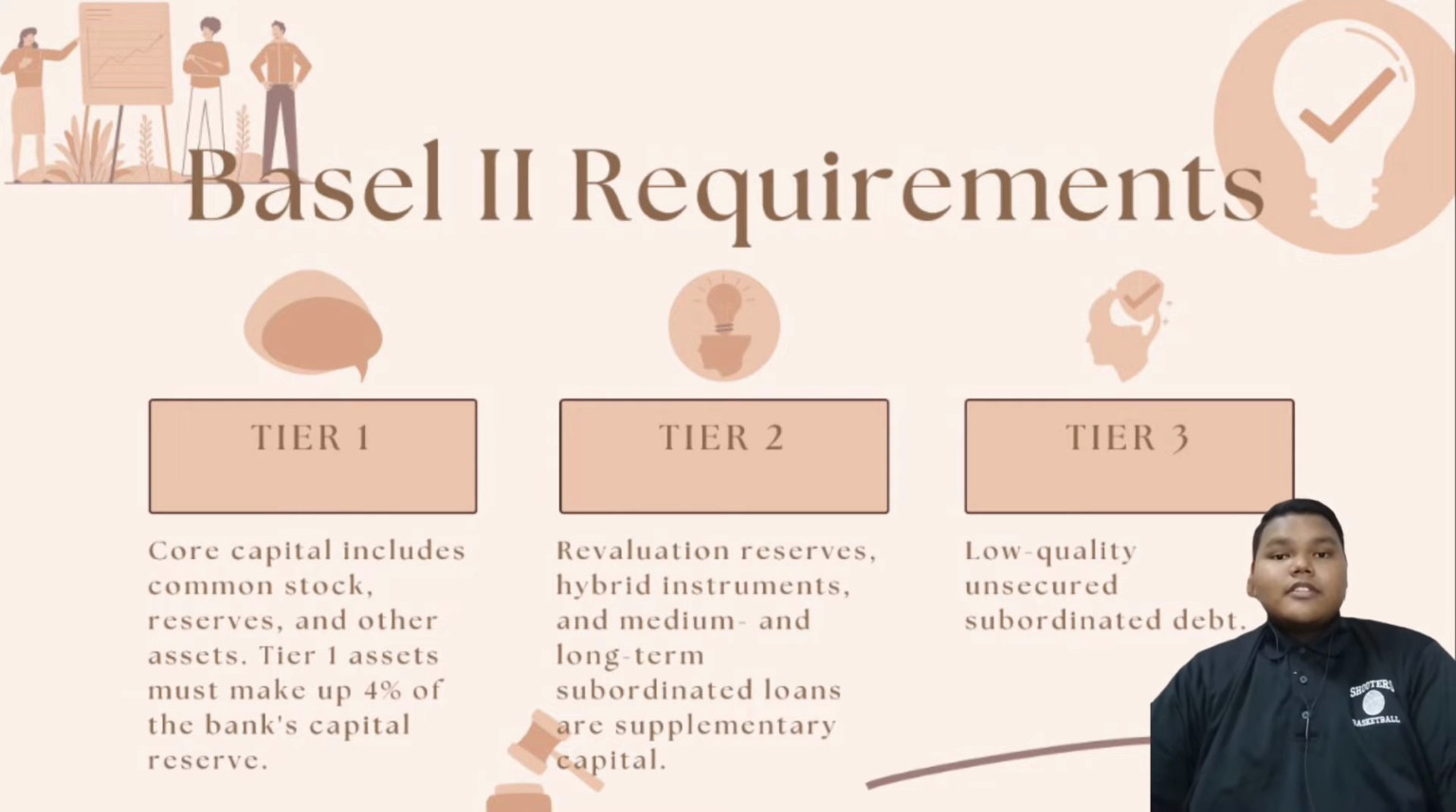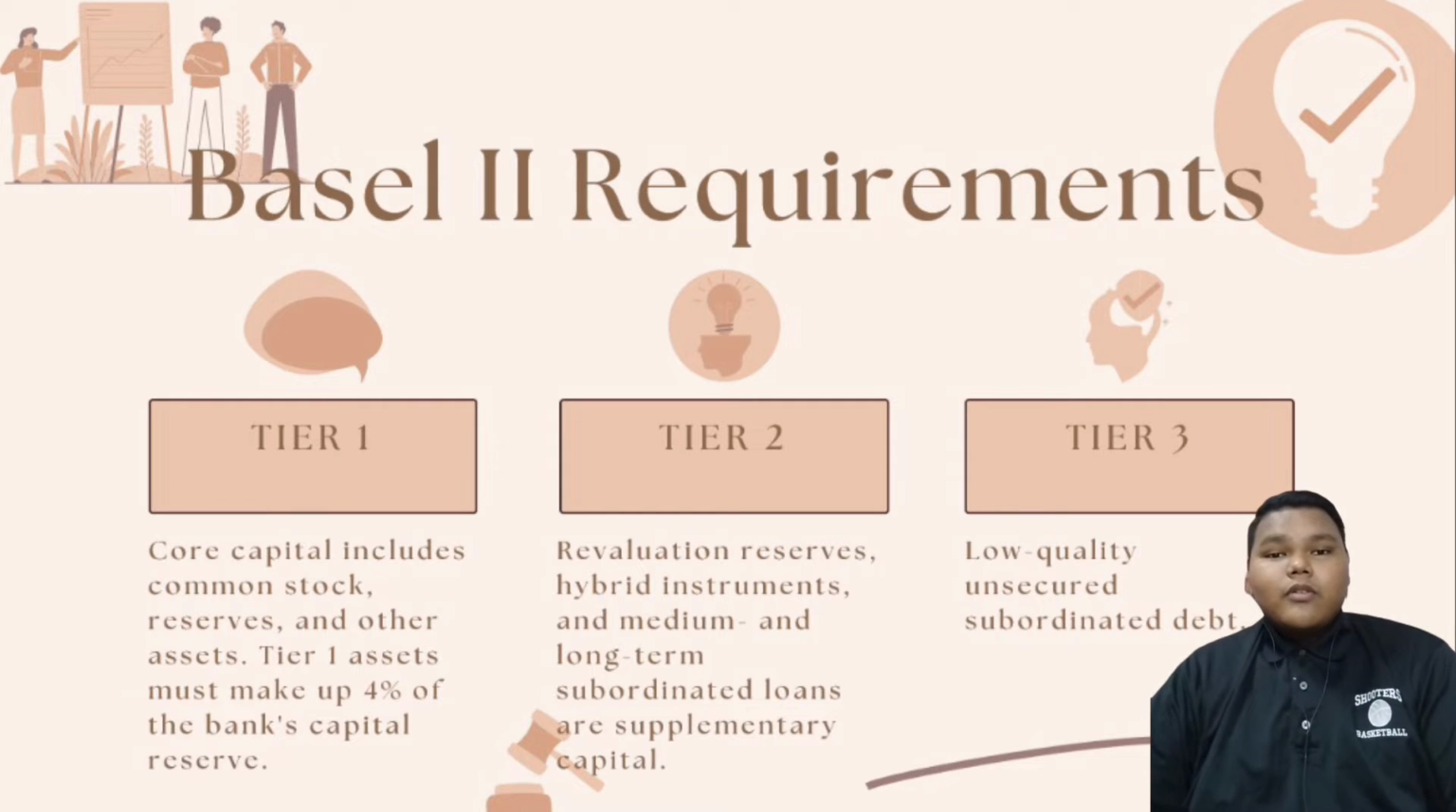Tier 2 is considered extra capital and is made up of things like revaluation reserves, hybrid instruments, and subordinated loans with medium and long term. Tier 3 is made up of lower quality, subordinated, and unsecured debt.